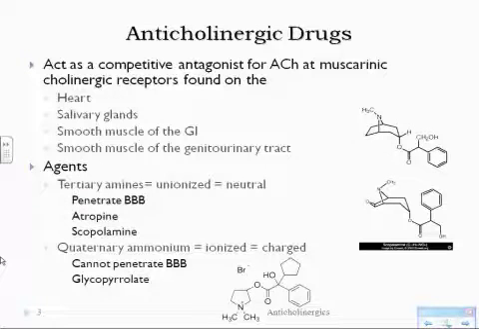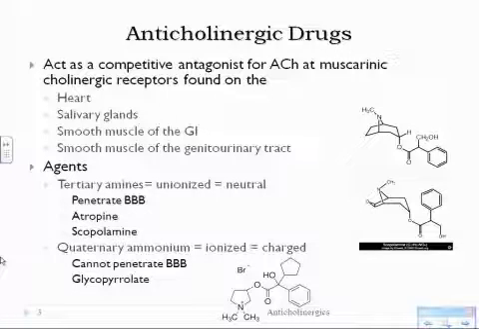Anticholinergic drugs basically are competitive antagonists for acetylcholine at the muscarinic cholinergic receptors found in the heart, salivary glands, and smooth muscle of the GI and genitourinary tract. Some of these agents will actually cross the blood-brain barrier, which are the tertiary agents. The tertiary agent on the top is atropine. The middle one is scopolamine. If you look at the nitrogen group, it does not have a charge on it.